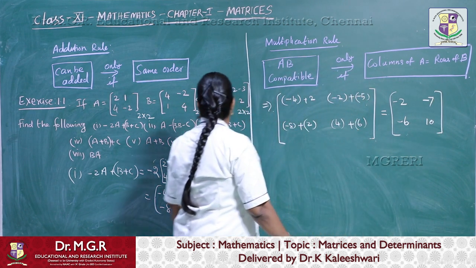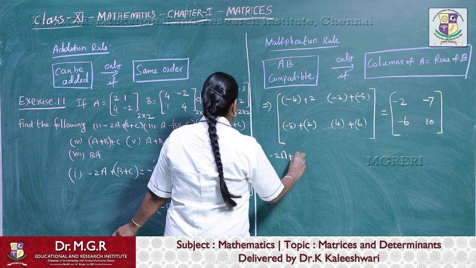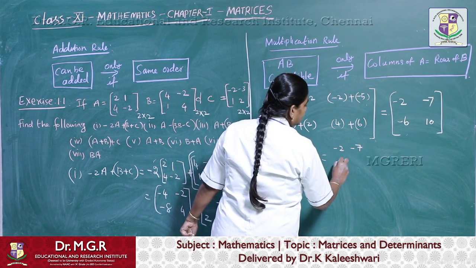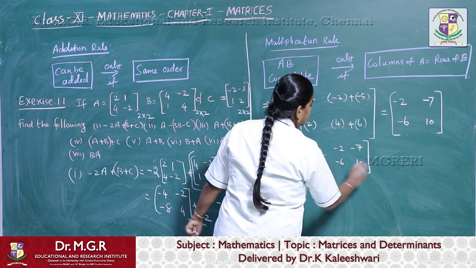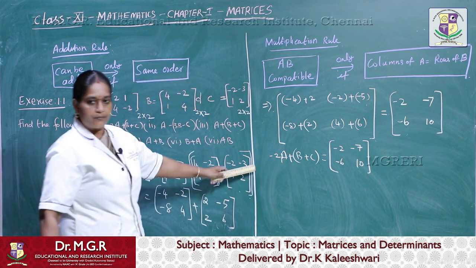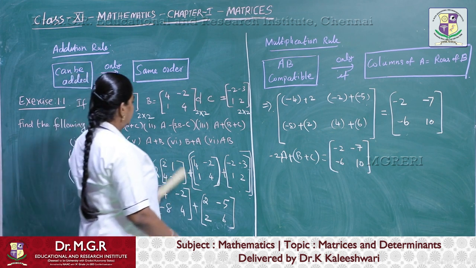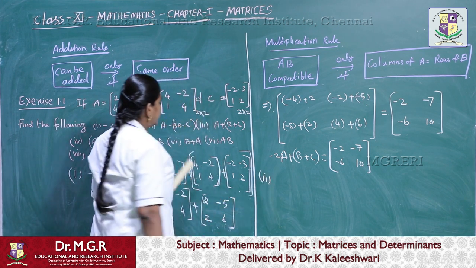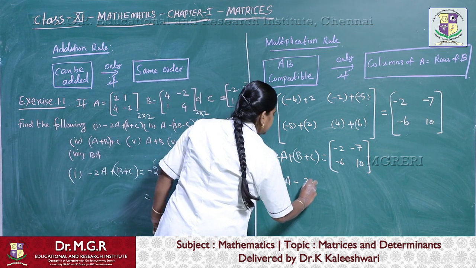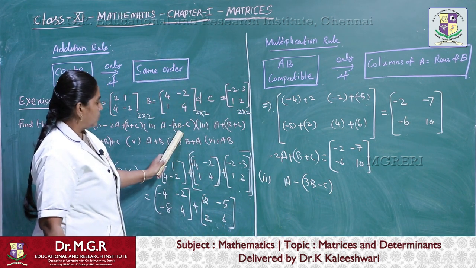So what is the result of the first one? -2A + B + C equals [-2 -7; -6 10]. This is the result of the addition. Okay, now what is the second one? Now we will see the second part, that is A - 3B - C. We have to find this value.